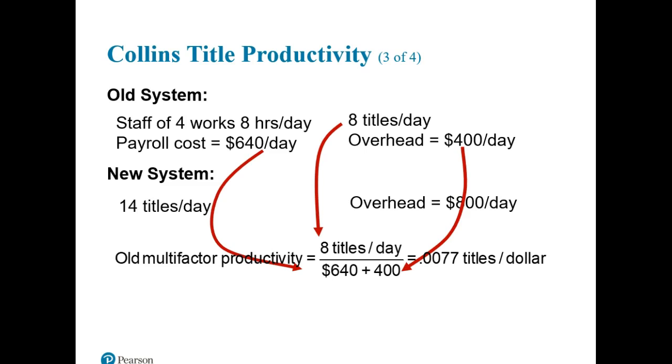And here we're computing multi-factor productivity with the old system, being 8 titles per day divided by the total of payroll cost and overhead expense. 640 plus 400 is 1,040. And that comes out to being 0.00769 on your calculator or your piece of scratch paper. For the purposes of this course, you're going to round that up to 0.0077 titles per dollar.